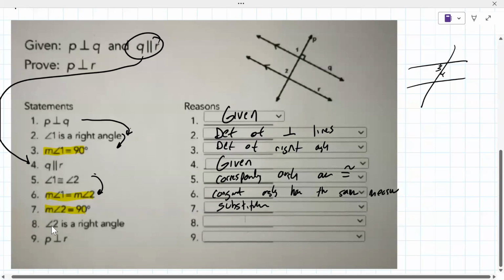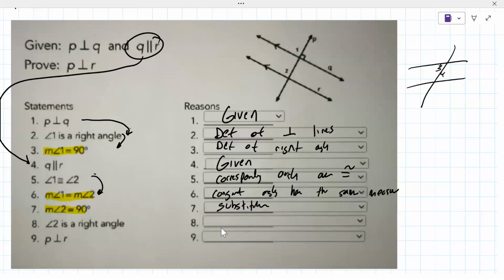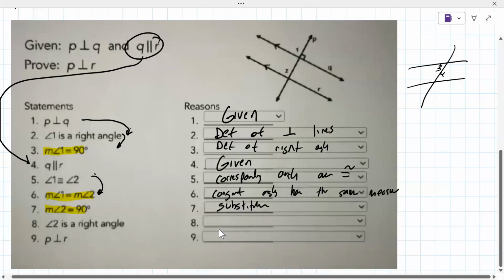All right. Now 8 could be the definition of right angles, or it could also be the converse of the definition of right angles. What is 8? Is there a definition or converse, or what do you see there in the drop down? There's definition of right angles, definition of congruent angles. Anything with the word converse in it?